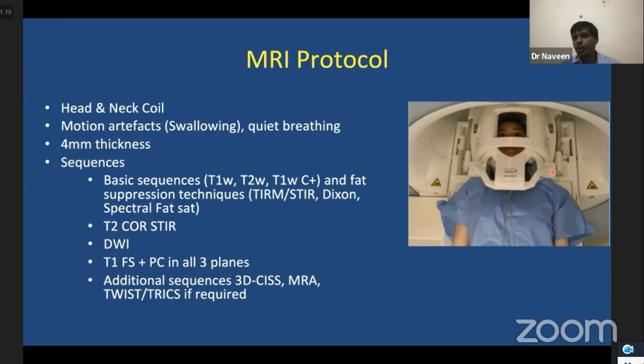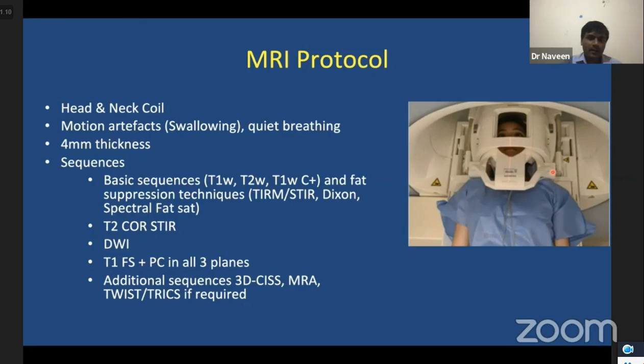So usually coronal STIR is recommended as it causes global suppression of the fat. Then the post-contrast fat suppression sequences can be taken in all three planes, which helps in describing the extent of the lesion. Diffusion weighted sequence can be used, and additional sequences depending upon the lesion, like 3D CISS if there is an intracranial extension with nerve involvement, and MR angiography if there is a vascular lesion.